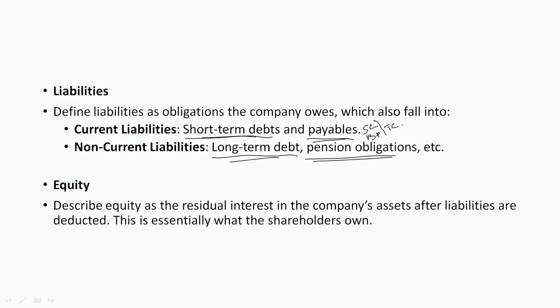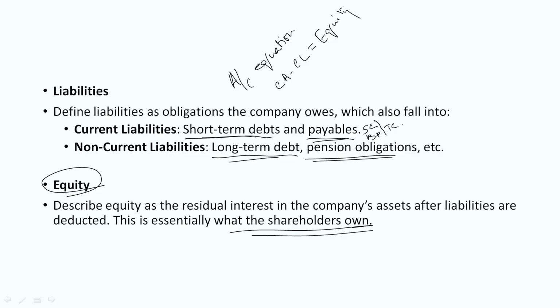Apart from this, the balance sheet has information about the equity. So equity, it's very simple. As we saw, what is the accounting equation? The accounting equation is nothing but your current asset less current liability is going to give you your equity. So this is what you call the accounting equation, and that is what is meant by the shareholders owning, how much money the shareholders have put into the company.